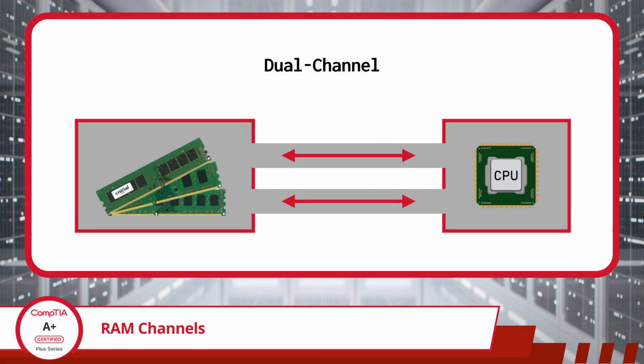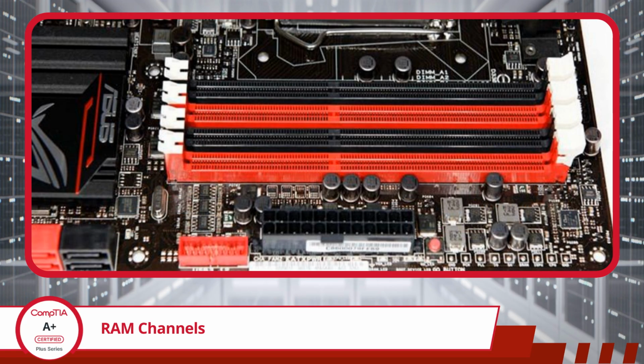A dual-channel configuration doubles the data transfer rate by utilizing 2 pathways between the CPU and RAM. Think of it as upgrading from a single-lane road to a dual-lane highway, effectively doubling the capacity for data traffic. To implement dual-channel configuration, you typically install identical RAM modules in pairs, such as 2 sticks of the same capacity and speed, into specific slots on the motherboard. These slots are often color-coded, 1 color per channel, or labeled to indicate where the modules should be placed, in order to achieve dual-channel operation.